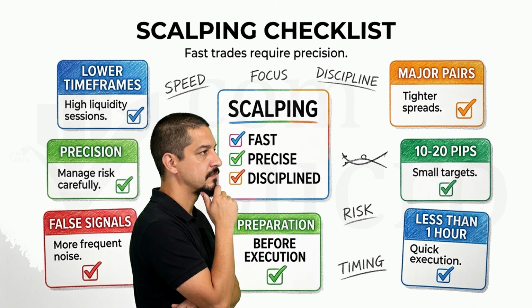Before we begin, it's important to note that scalping strategies focus on short-term trades within lower time frames, especially during periods of high market liquidity. Because scalpers operate on these smaller time frames, they face more false signals and must manage risk with precision. It's also best to focus on major pairs with tighter spreads, since every pip counts when targeting moves of just 10 to 20 pips. Most trades are completed within an hour, making scalping perfect for traders who want quick results without spending too much time on the charts.